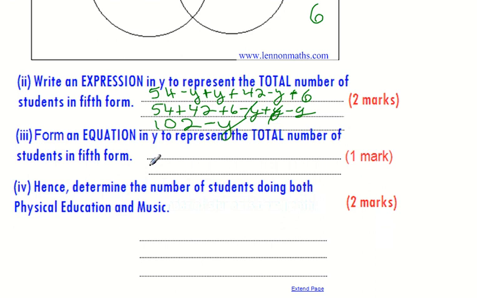Let's look at the next one. It says form an equation in y to represent the total number of students in fifth form. Now here we're looking at an equation. How is an equation different from an expression? Equation, as you can look at the first four letters, equ. We think about equal. In an equation, you have the equal sign. If you look at this, we have no equal sign in between any two terms. But here we could put an equal sign here, though.